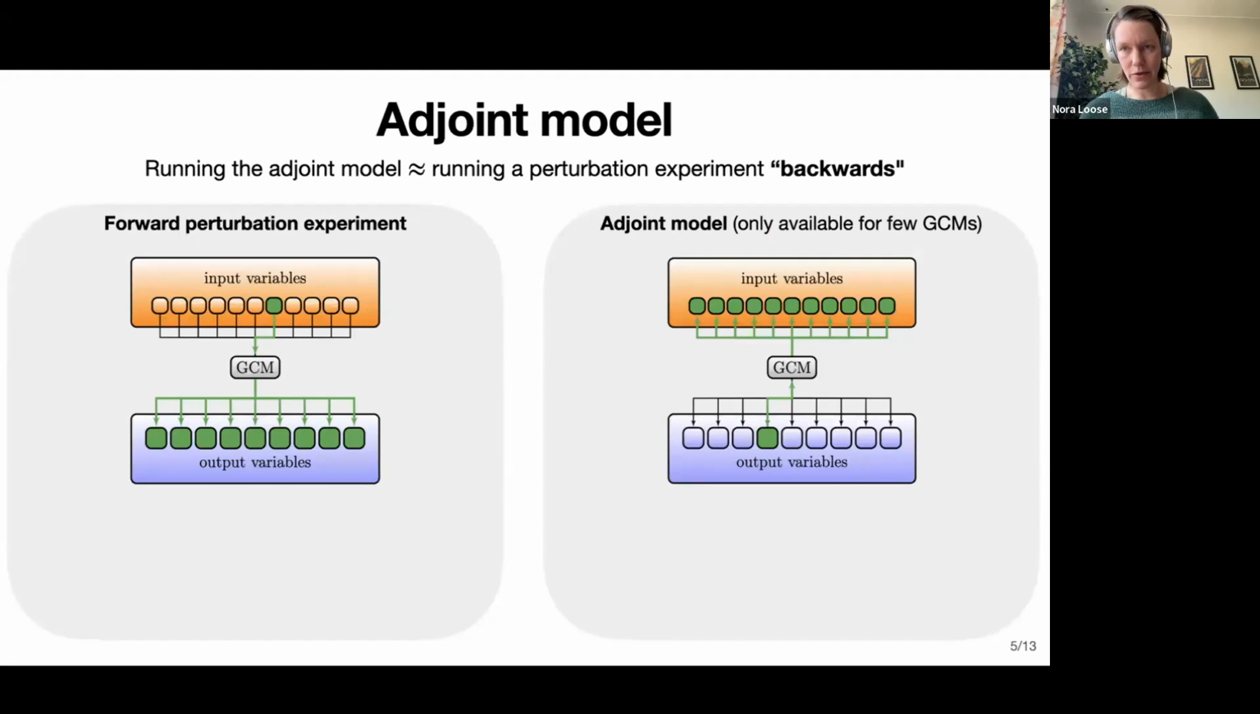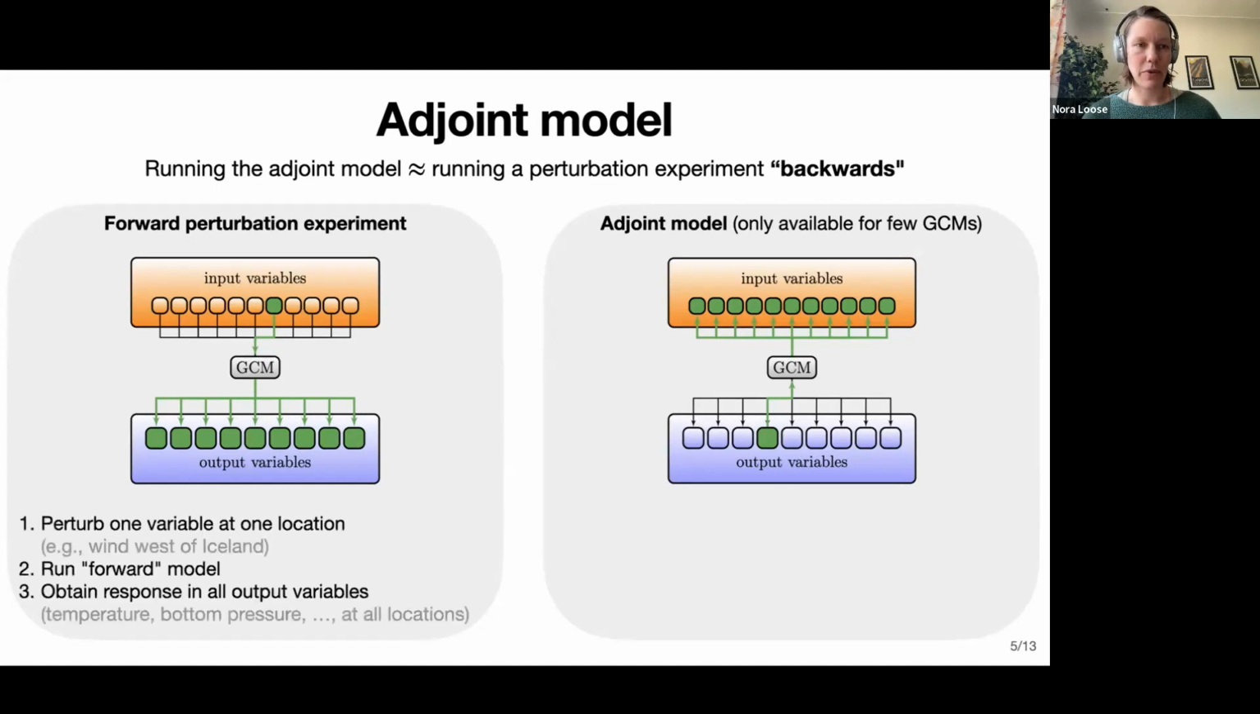So what does it mean to run an Adjoint model? You can essentially think of it as running a perturbation experiment backwards. So far, I've only shown you classical forward perturbation experiments. In a forward perturbation experiment, you perturb one variable at one location, for example, wind west of Iceland. Then you run your standard forward model, the MITgcm, and you obtain the response in all output variables, right? Temperature, bottom pressure, and so on at all locations.